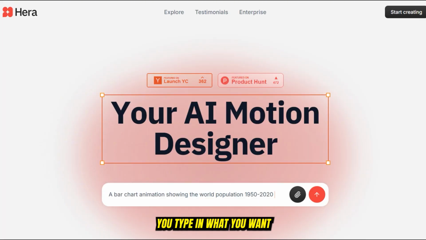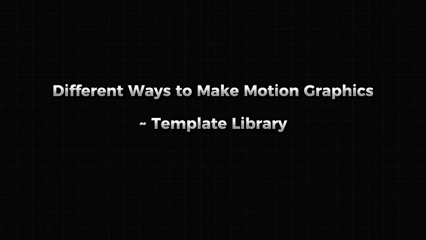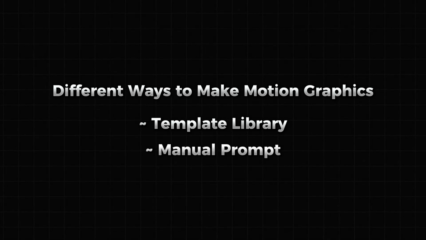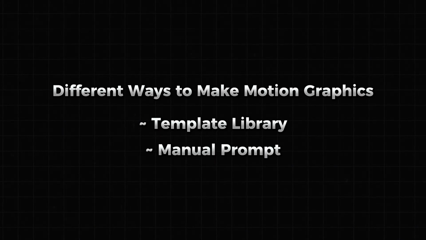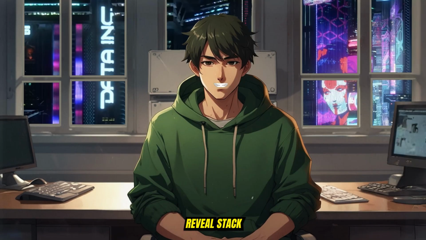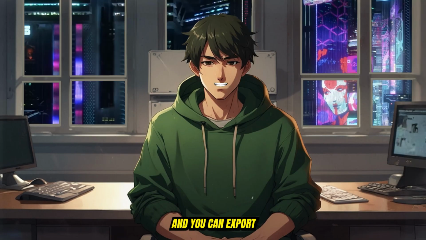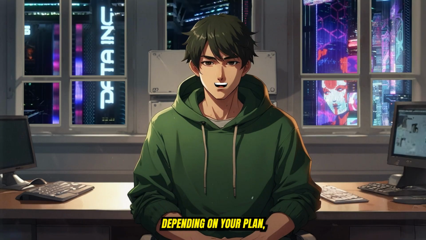You type in what you want in plain English, and Hera generates the animation. That's it. There are two main ways to make graphics. Template library, dozens of pre-designed motion templates you can customize. Manual prompt, write your own prompt describing exactly what you want. Both workflows are fast, beginner-friendly, and produce professional results, even for charts, maps, lower thirds, logo reveals, stat cards, you name it. And you can export in high resolution, even 4K. Even with transparency, depending on your plan.